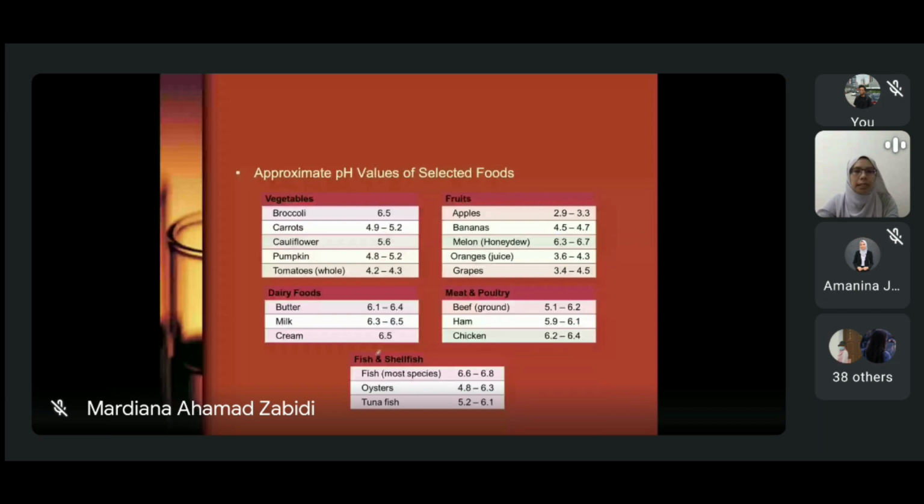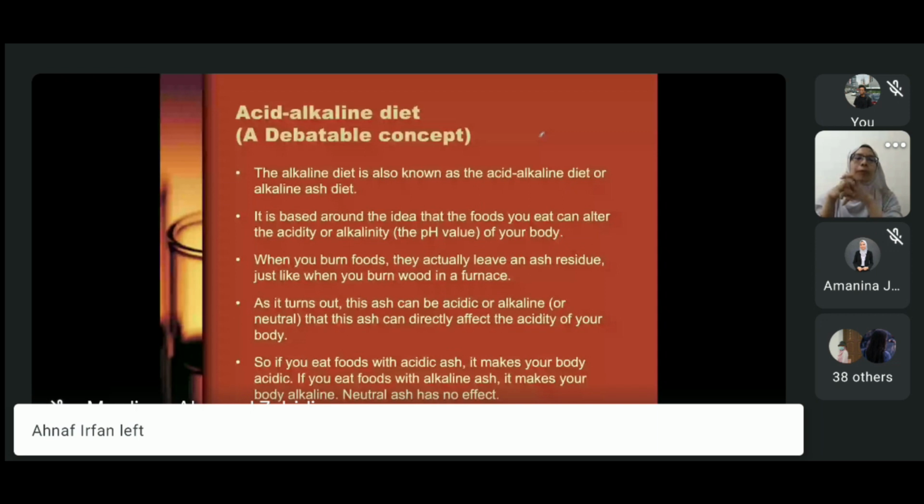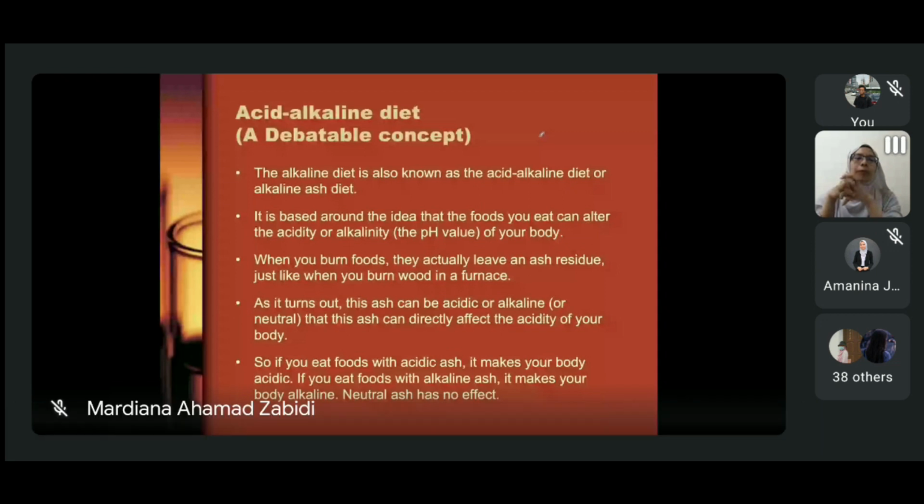Okay, let's discuss a little before we end our class. Okay, the acid alkaline diet concept. Have you heard about different types of diet program? We have this acid alkaline diet program. We also have the based on blood type program, based on body shape diet program, all sorts. Have you heard about those diet programs? Yes. Okay, for this acid alkaline diet you can read on your own.